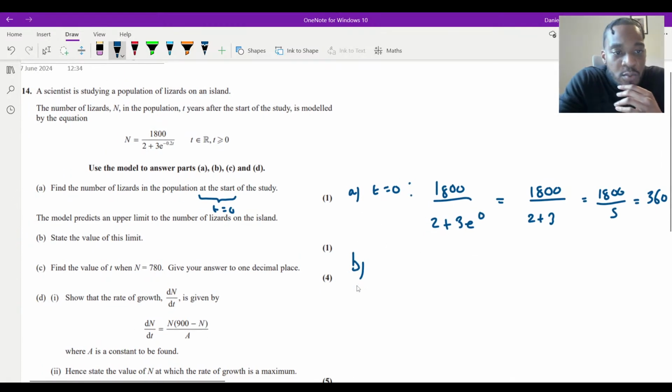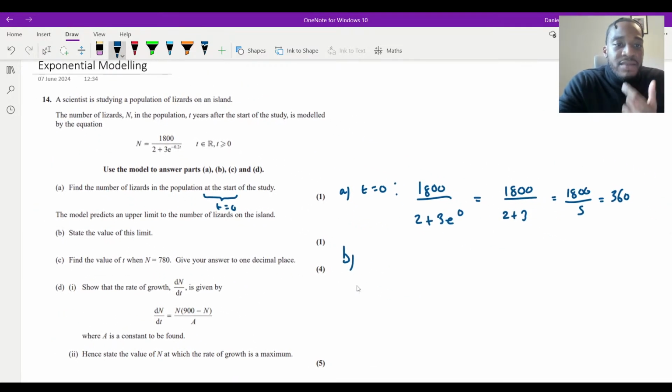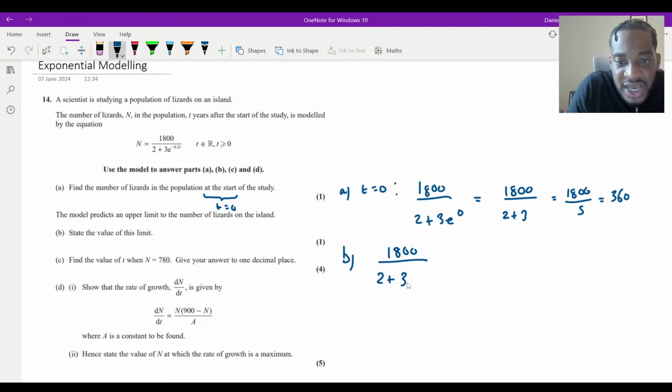Part B says the model predicts an upper limit to the number of lizards on the island. State the value of this limit. Again, with these types of questions, you're looking to see what happens as t gets really large, and you can do this a number of ways. I've got 2 plus 3e to the minus 0.2t. As t gets really large, I'm going to rewrite this as 1,800 over 2 plus 3 over e to the 0.2t.